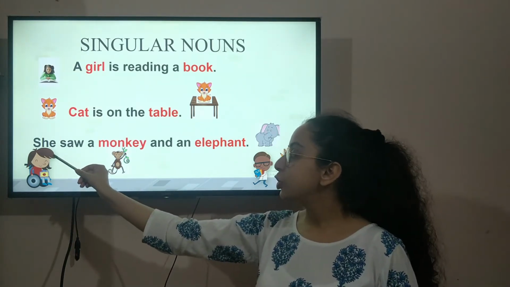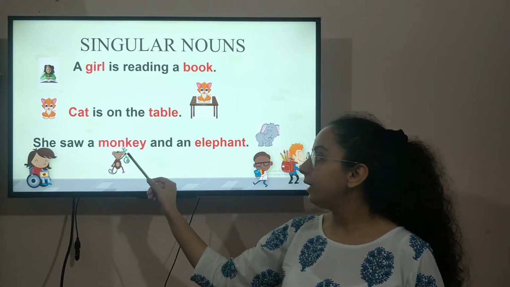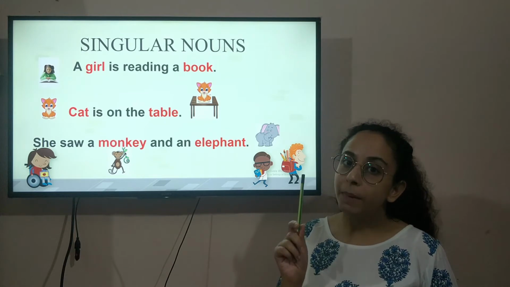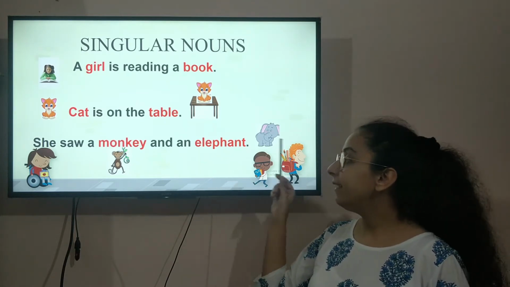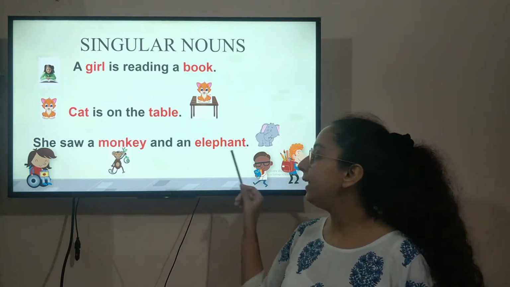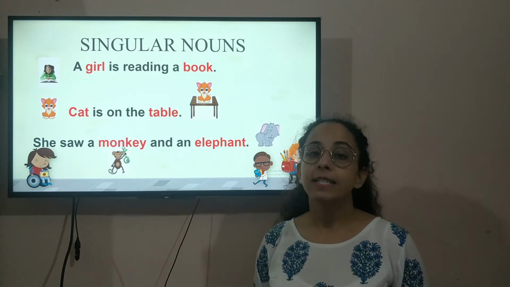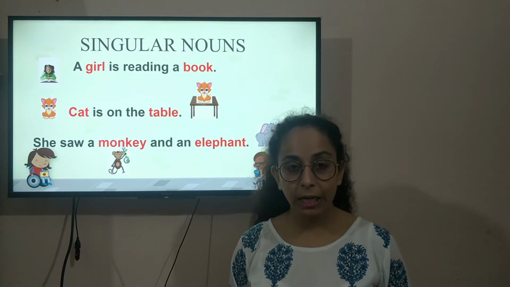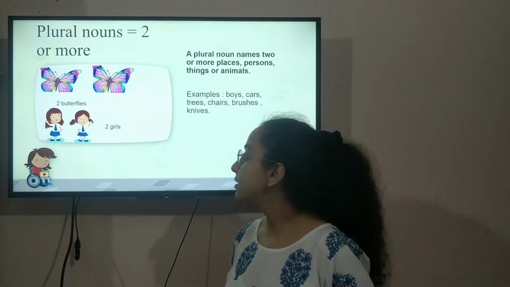Next is, she saw a monkey and an elephant. One monkey and an elephant. So monkey and elephant are again singular nouns. So these are singular nouns. Now let's learn about plural nouns.